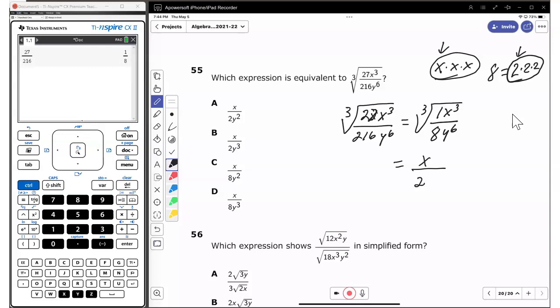And we know that we have 6 y's. So we have y times y times y, that's one group. y times y times y, that's another group. So it's going to be y squared. So it's going to be x over 2y squared. So the answer is A.